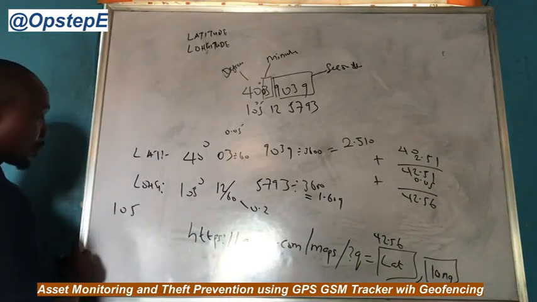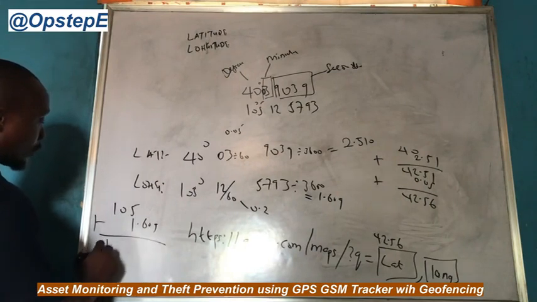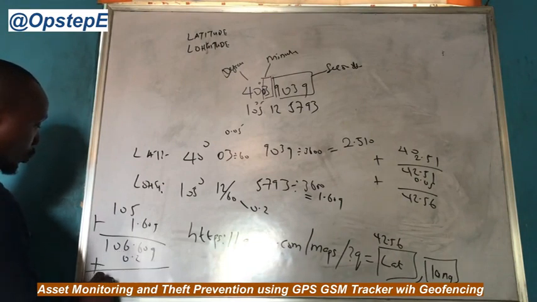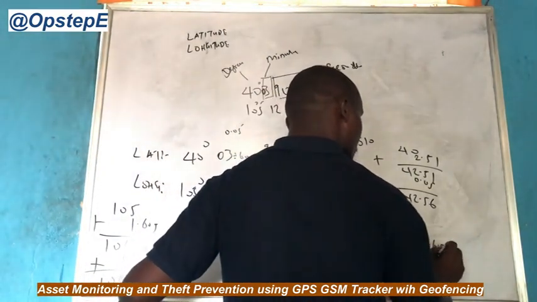So let's do it. 105, are you there? Yes. Plus 1.609 will give 106.609. Plus what? 0.2 will give 106.809. So my longitude will be 106.809. Does it make sense?